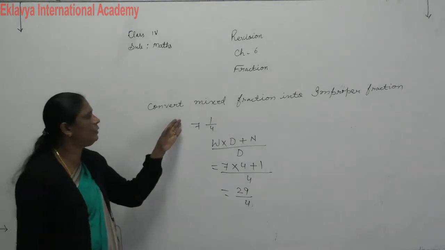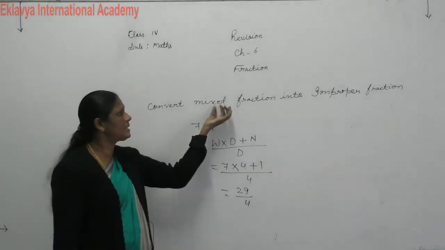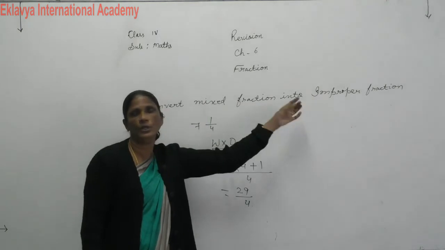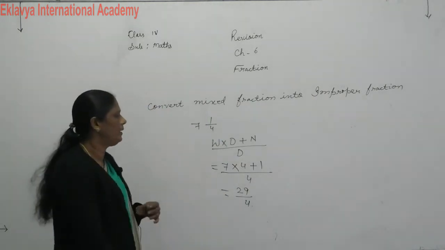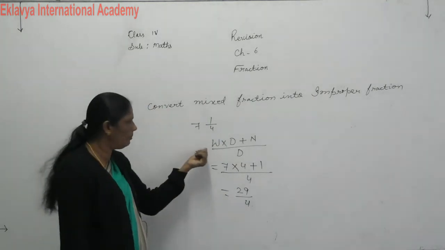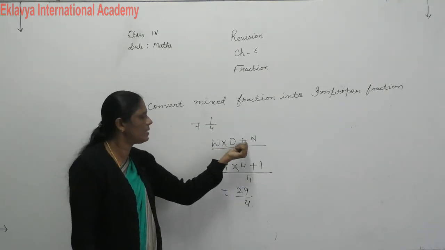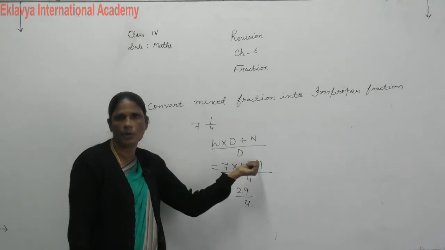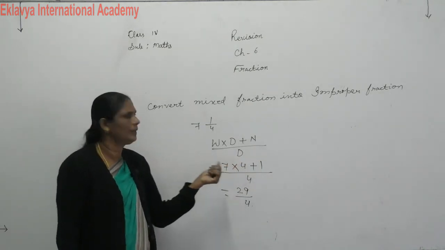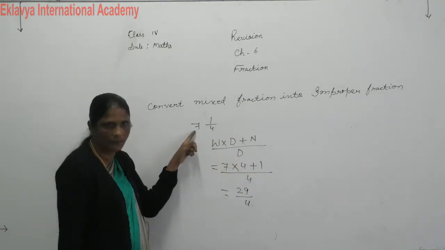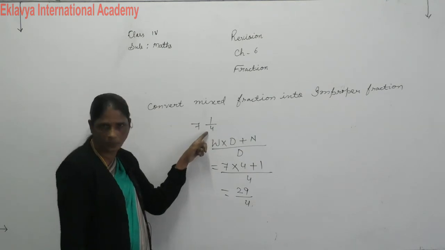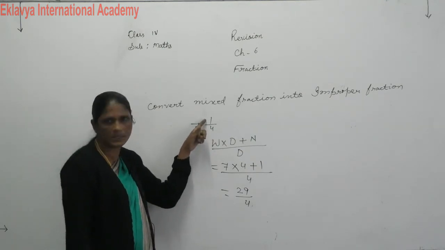Do you understand how to convert a mixed fraction into an improper fraction? The formula is whole number multiply denominator plus numerator upon denominator. The whole number means this 7, the denominator means 4, and the numerator means 1.